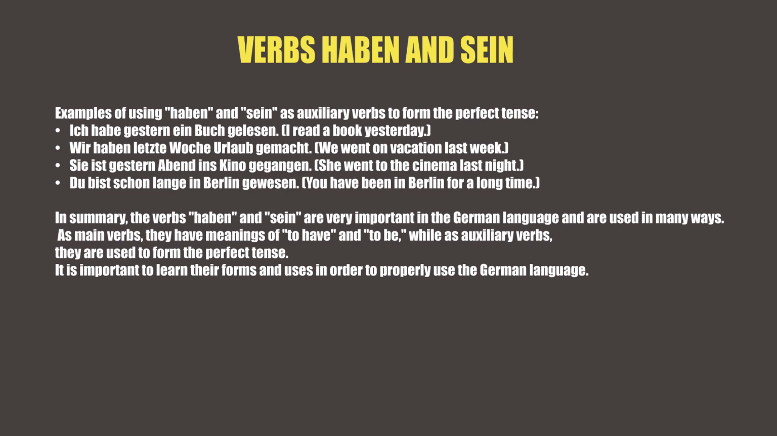In summary, the verbs haben and sein are very important in the German language and are used in many ways. As main verbs, they have meanings of to have and to be, while as auxiliary verbs, they are used to form the perfect tense. It is important to learn their forms and uses in order to properly use the German language.